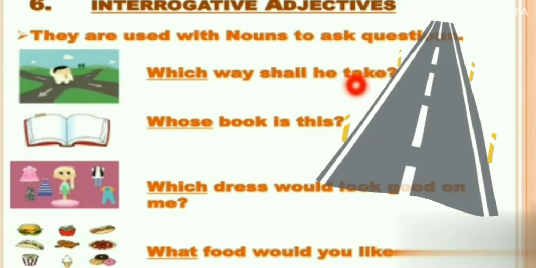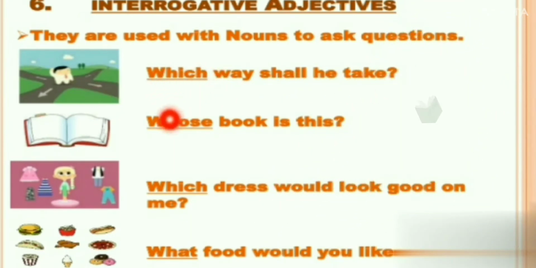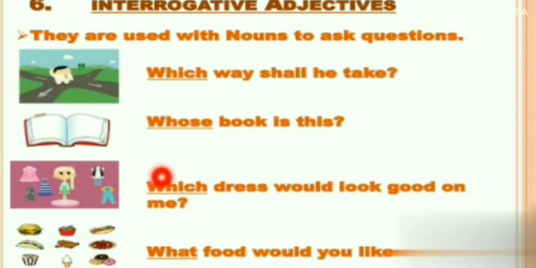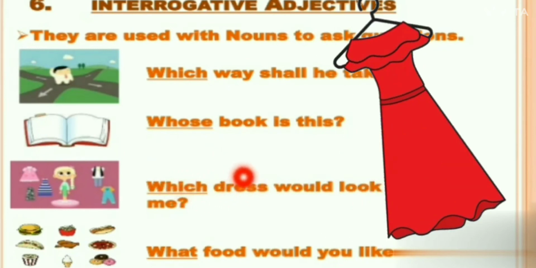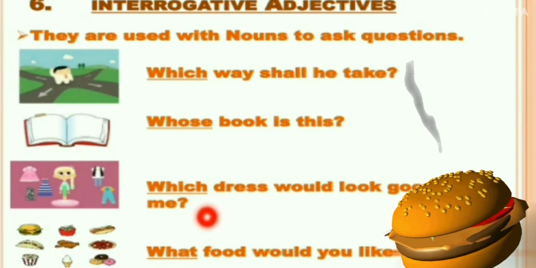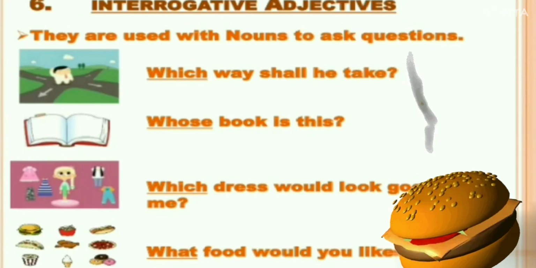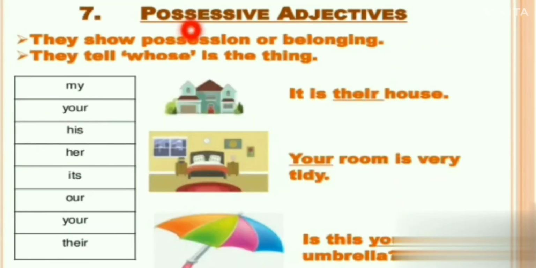Which way shall he take? Which is interrogative adjective modifying way. Whose book is this? Now whose is also used with book, modifying it as well and making it a question. Which dress would look good on me? Which dress? Now this is interrogative adjective modifying dress. What food would you like to eat? Food is modified by what, which is interrogative adjective.